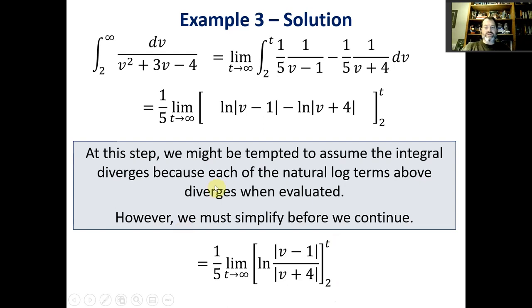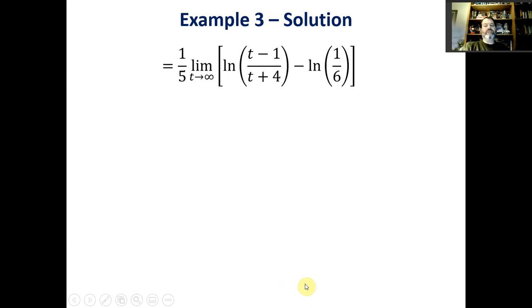I also went ahead and simplified. I plugged in 2. 2 minus 1 over 2 plus 4 is 1/6. So I went ahead and did the subtraction problem. So I've already evaluated the integral here. Now you might be tempted to plug in infinity and get infinity minus 1 over infinity plus 4, and that must be divergent.